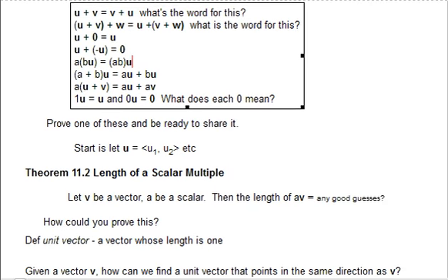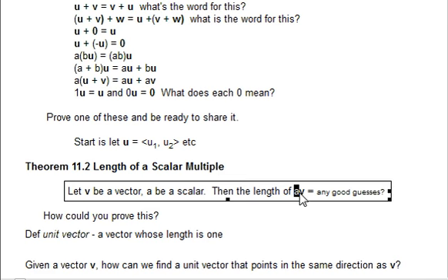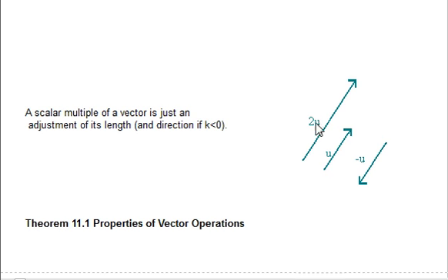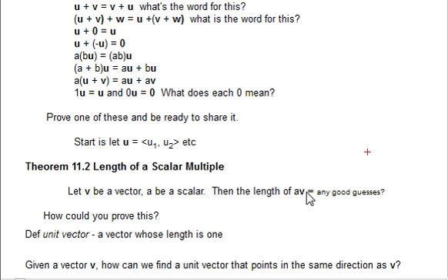So, the length of a scalar multiple. Here's another theorem. Let v be a vector, a be a scalar. Then the length of a times v. You want to make a good guess? Well, of course, it's a times the length of v. The length of this vector is twice the length of this one. Duh. And again, that's another easy proof.